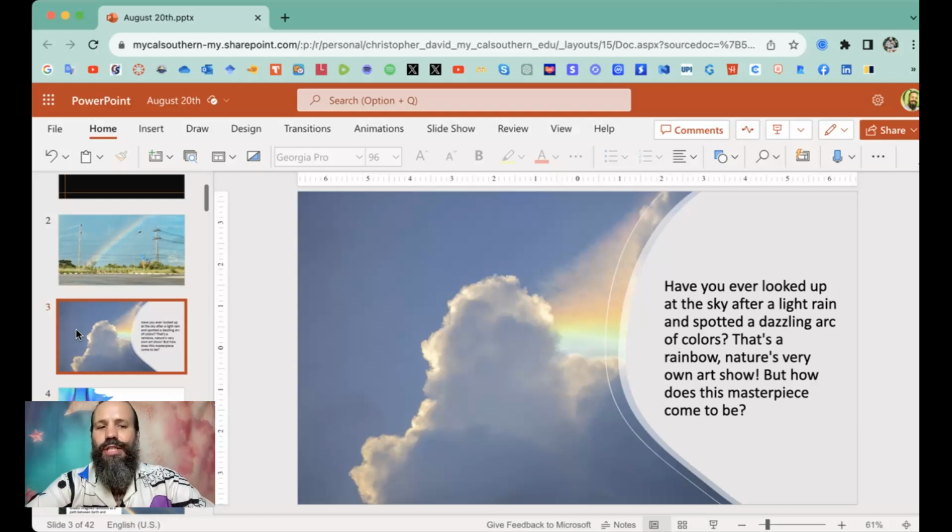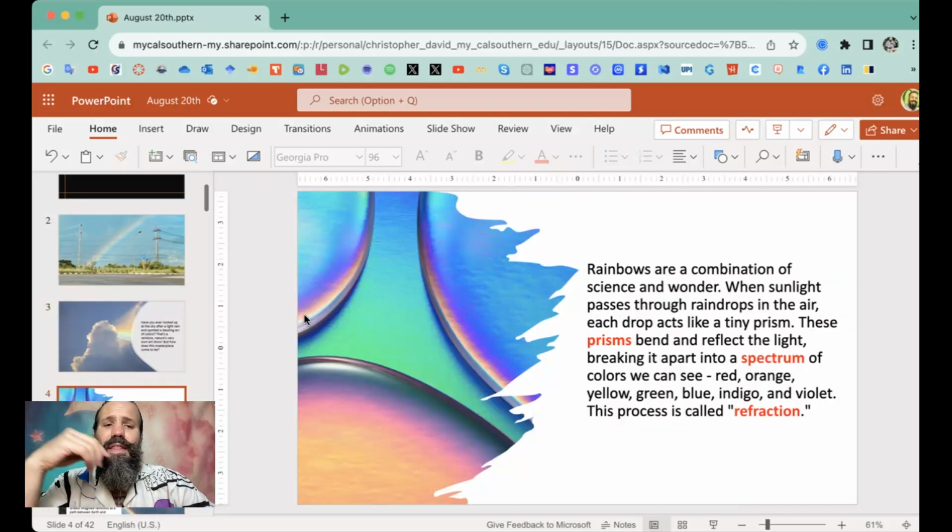Have you ever looked up at the sky after a light rain and spotted a dazzling arc of colors? That's a rainbow, nature's very own art show. But how does this masterpiece come to be?